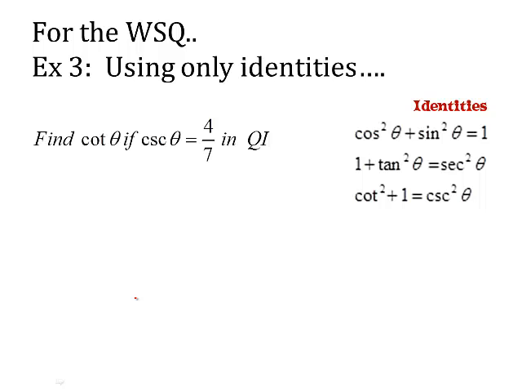All right, for the whisk, I want you to do this using only these identities right here. Find the cotangent if the cosecant is 4/7, and it lies in quadrant 1. All right, hopefully that makes sense. Bring your questions to class, and we'll see you tomorrow.